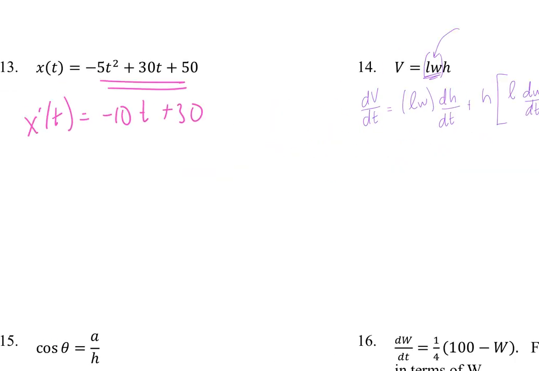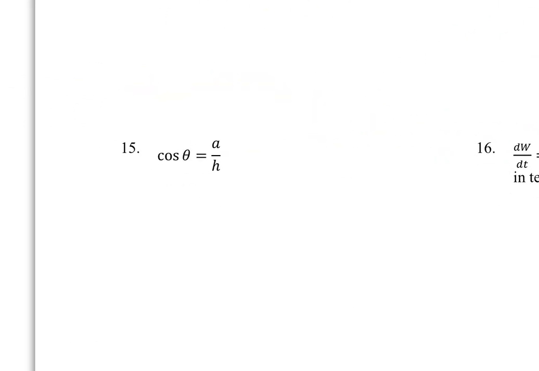And then down here, trig functions. The derivative of cosine is negative sine d theta dt. And then over here, I'm going to have the quotient rule. So low d high minus high d low, square the bottom, and away we go.